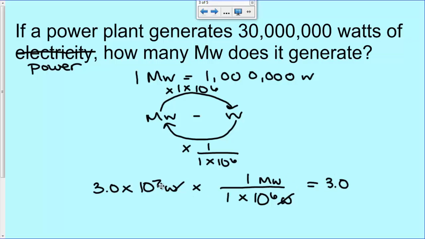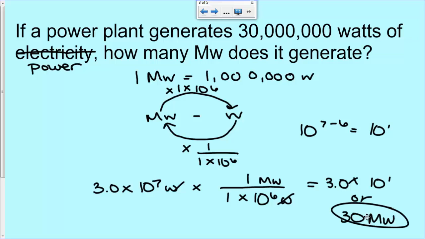Now, 10 to the 7th divided by 10 to the 6th, you may or may not remember this, but when you divide, you actually subtract the exponents. So this would actually be 30 megawatts.